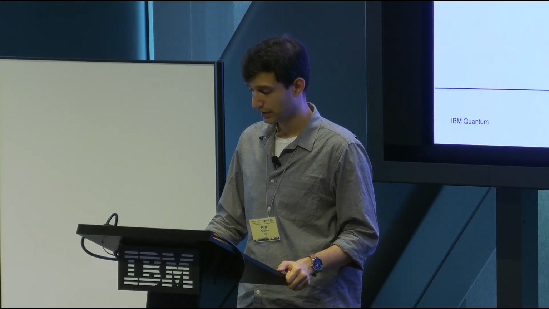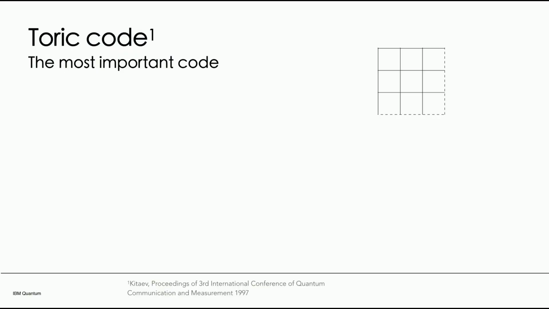This also motivates arguably the most important error correcting code. It's called the toric code. And this code is also endowed with a graphical representation and actually a lot more properties that are going to be extremely useful in studying quantum error correction.